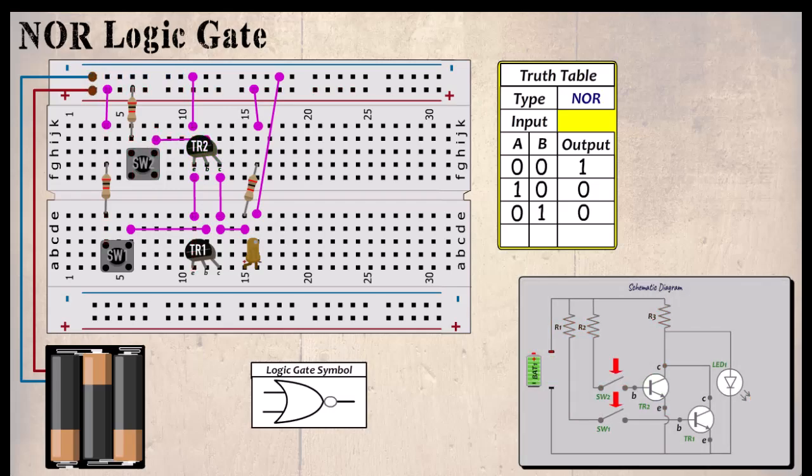Finally, when both switches are closed, current flows through R1, switching TR1 on. It continues through R2 to SW2, turning TR2 on. It continues to R3 and to the collector of TR1 and TR2, causing a voltage drop across the LED, which causes the LED to remain off. So if the input is 1 and 1, the output is 0.